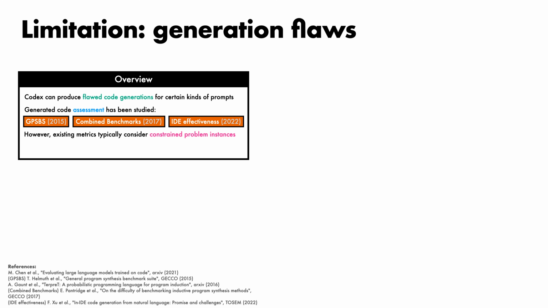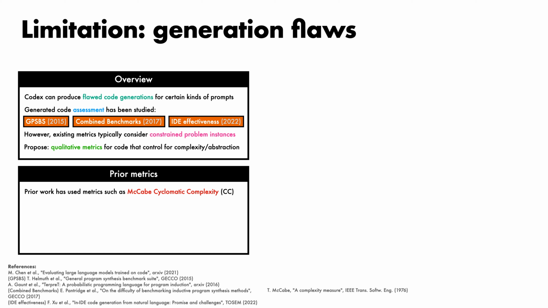However, the metrics used to date typically consider fairly constrained problem instances, such as the task of string manipulation. To address this, the Codex authors propose a set of qualitative metrics that aim to assess code generation while controlling for the complexity and abstraction level of the task specification. In more detail, prior work to date has made use of metrics such as McCabe cyclomatic complexity, which measures the complexity of a function as the number of linearly independent paths through the source code.